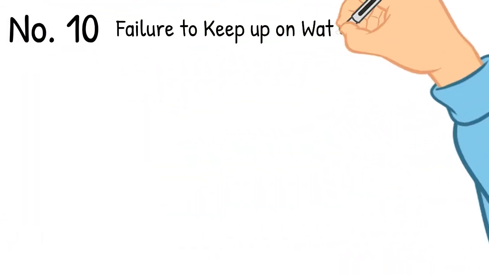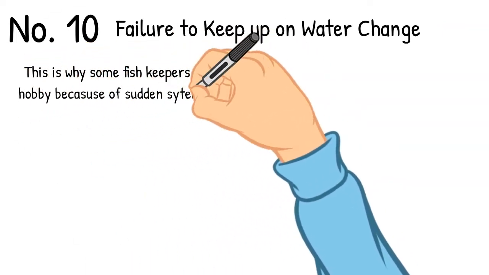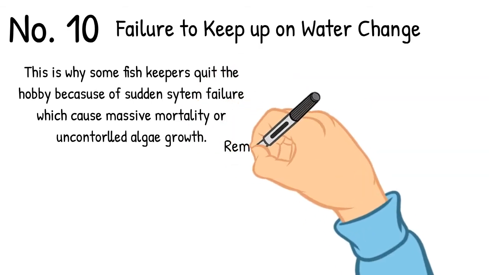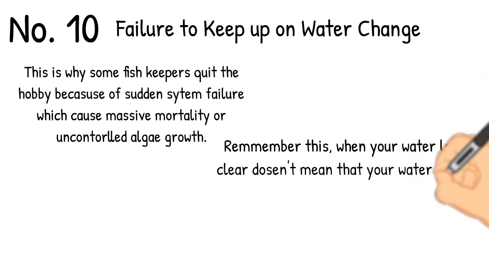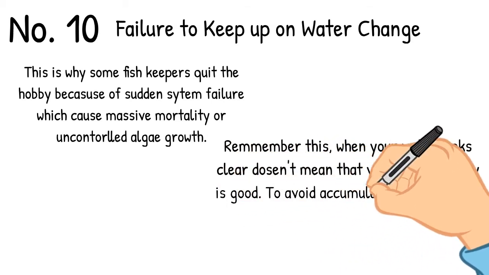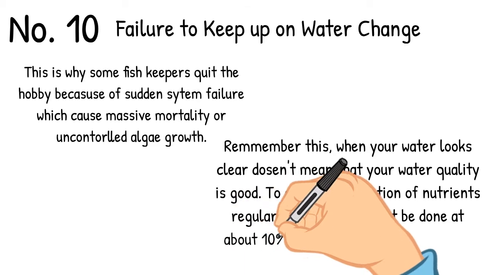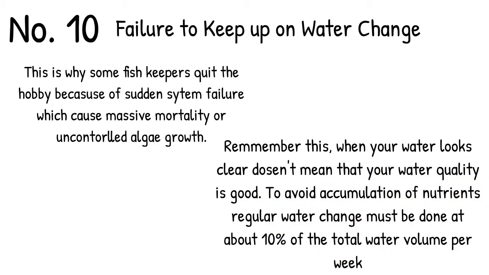Number 10. Failure to keep up with the water change. This is why some fish keepers quit the hobby, because of the sudden system failure which causes massive mortality or uncontrolled algae growth. Remember this: when your water looks clear, it doesn't mean that your water quality is good. To avoid accumulation of nutrients, regular water change must be done at about 10% of total water volume per week.